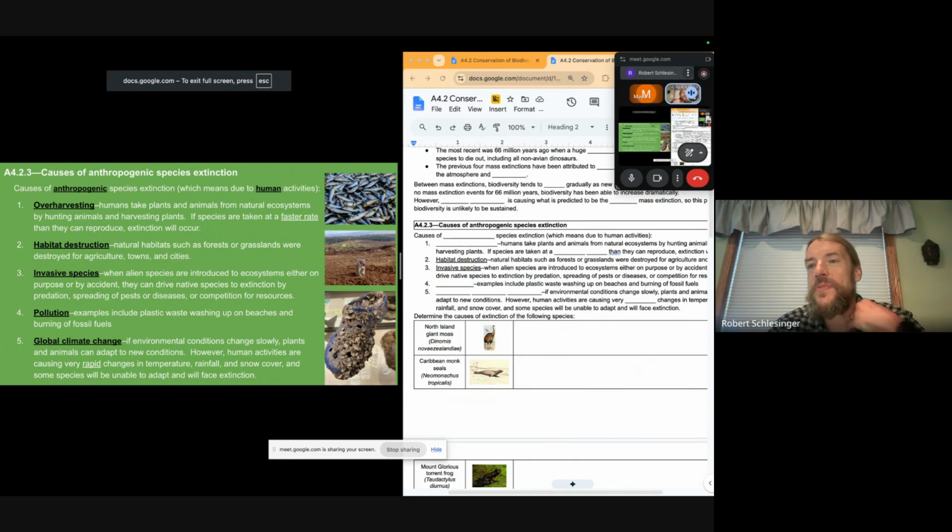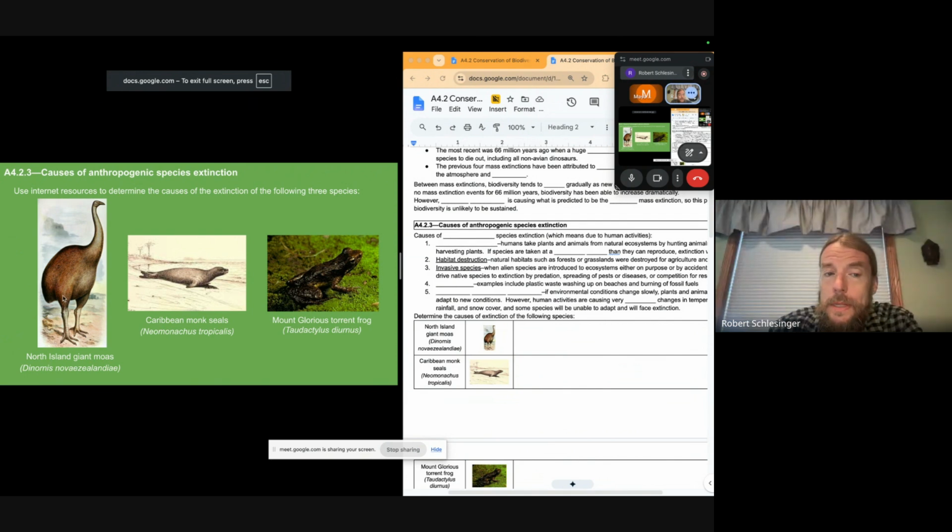Now, in a question, I don't see this very often, but occasionally you might be asked to provide an example of an organism that has become extinct due to anthropogenic activities, so human activities. There are three examples I've given you here: the moas, the Caribbean monk seals, and the Mount Glorious torrent frog. You don't need to know these animals specifically. These are just examples that I came up with off the top of my head, and I can tell you a little bit about them.